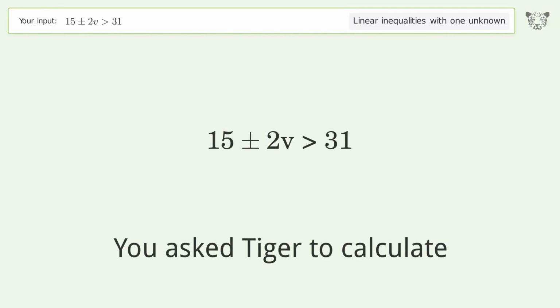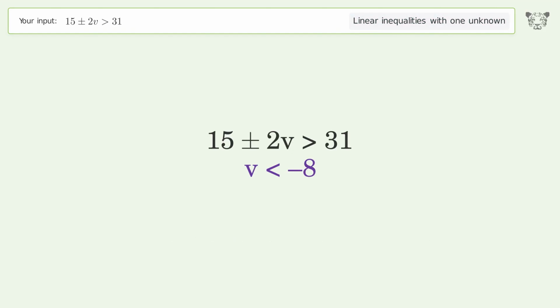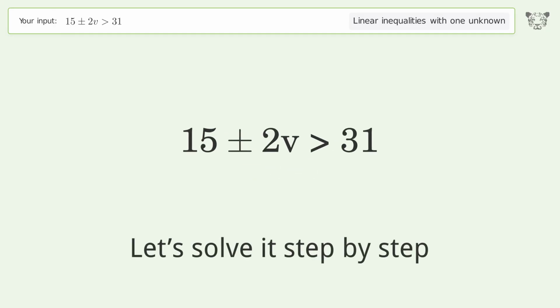You ask Tiger to calculate. This deals with linear inequalities with one unknown. The final result is v smaller than -8. Let's solve it step by step.